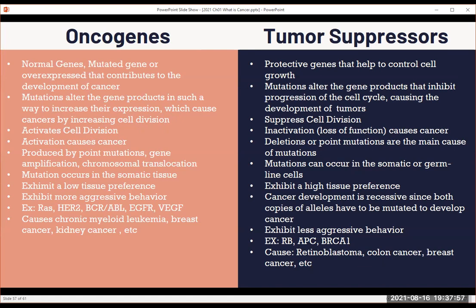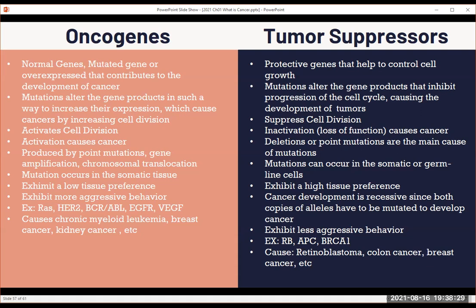This could be produced by a number of different ways. It could be a point mutation, gene amplification, or chromosomal translocation. The mutation will occur in somatic tissues, so it doesn't typically occur during embryonic growth. It typically occurs within some somatic tissue. Oncogenes, once they've been turned on or mutated, typically result in more aggressive behavior of the tumor.